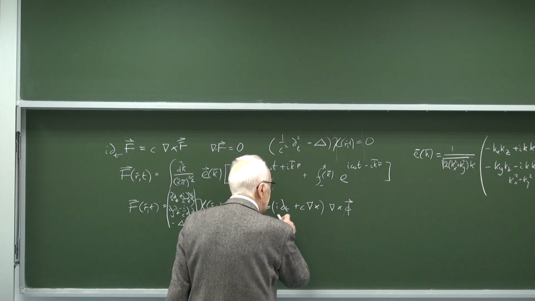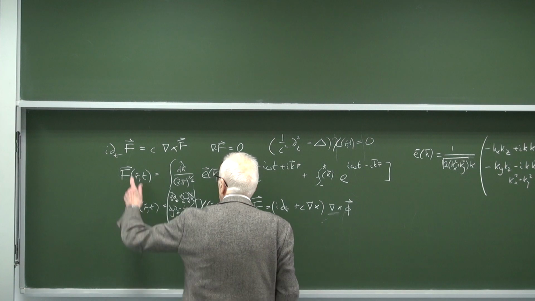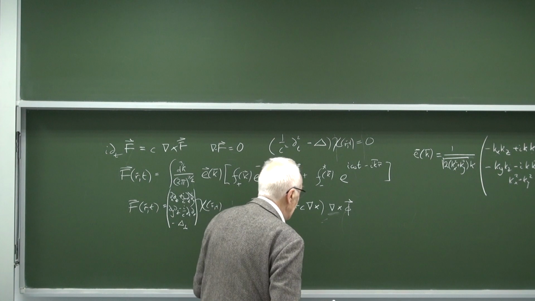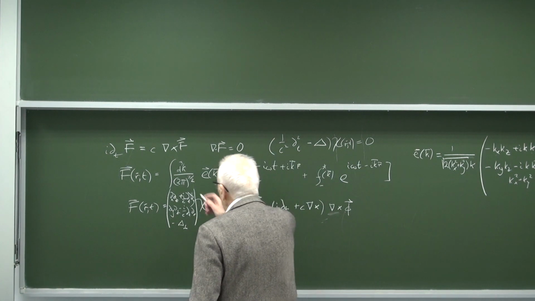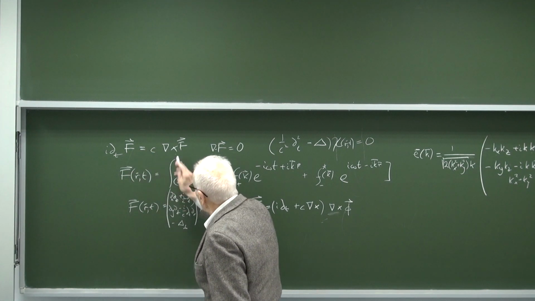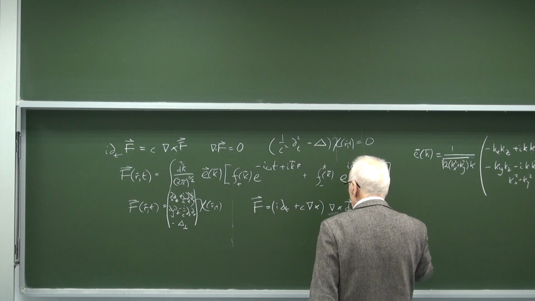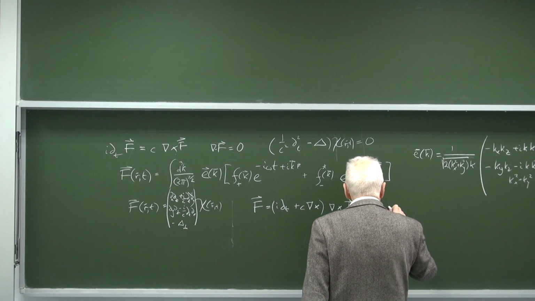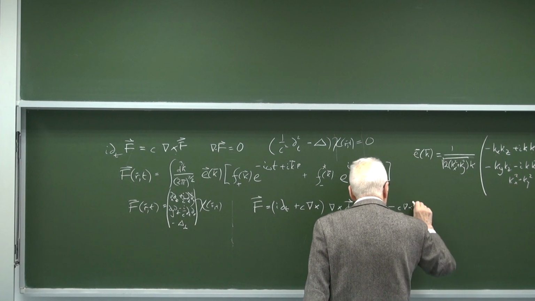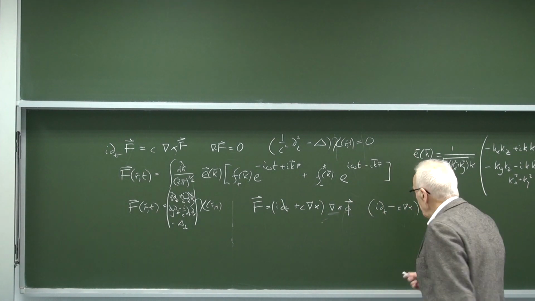Now, under what conditions will this f satisfy Maxwell equations? Let's see. In order to see that, I bring the right-hand side to the left, and then I get a minus sign here. So in effect, I must check whether i dt minus c curl acting on this whole thing will give 0.